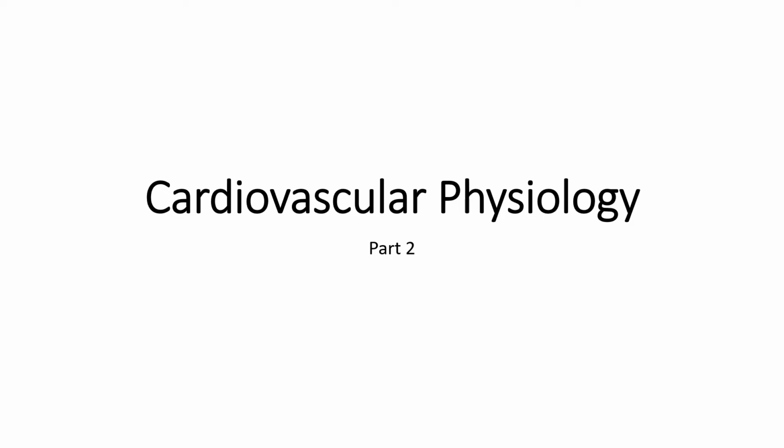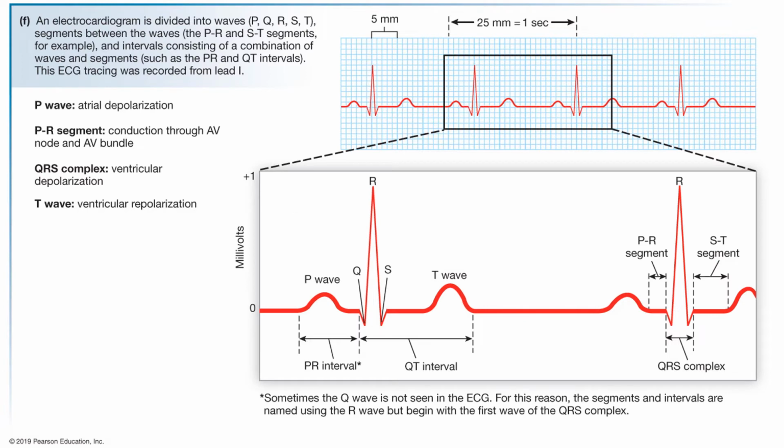Let's continue talking about our cardiovascular physiology. What we are looking at right here is an ECG tracing. ECG stands for electrocardiogram. An ECG is basically recording the electrical activity of your heart. An ECG represents a summation of multiple action potentials taking place in your muscle cells.